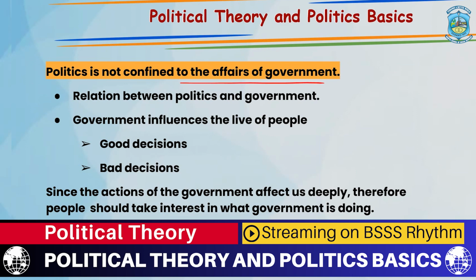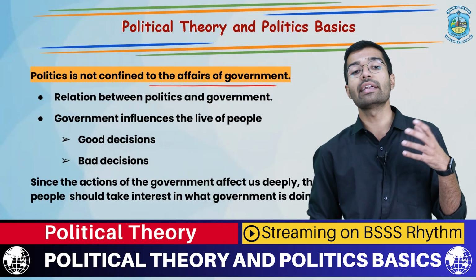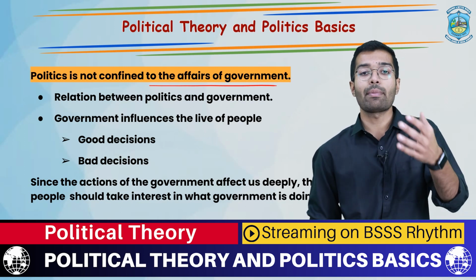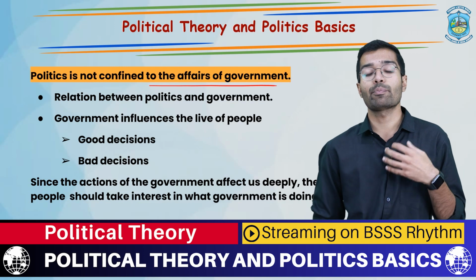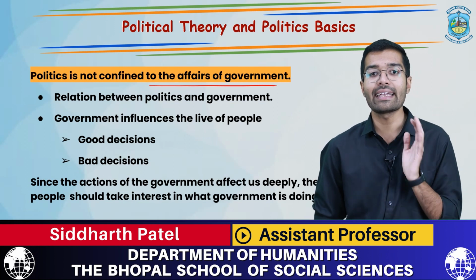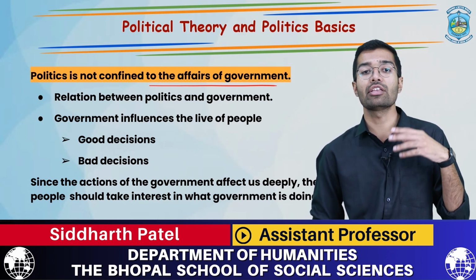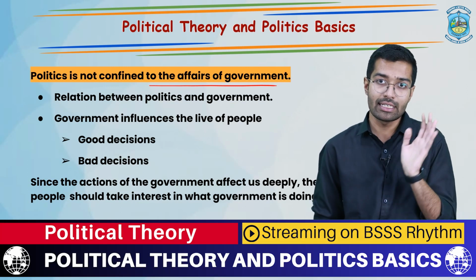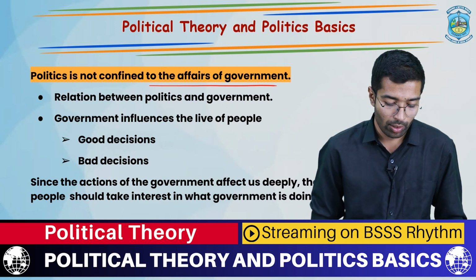Good decisions make for a better life for the people, but when the government takes bad decisions, it ruins the life of the people. Since the actions of government affect us deeply, people should take interest in what the government is doing. Since every decision taken by government impacts us, we should take an active role in politics, because a decision taken in New Delhi automatically impacts us. A decision taken in the US White House automatically impacts the citizens of the US. So citizens should actively participate in politics.